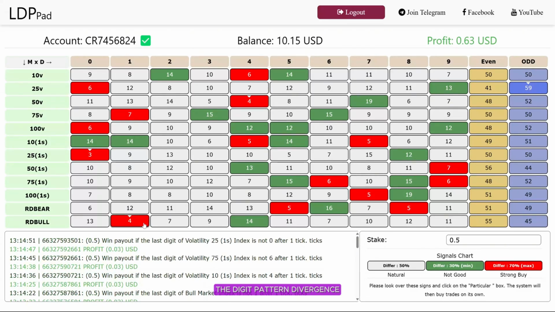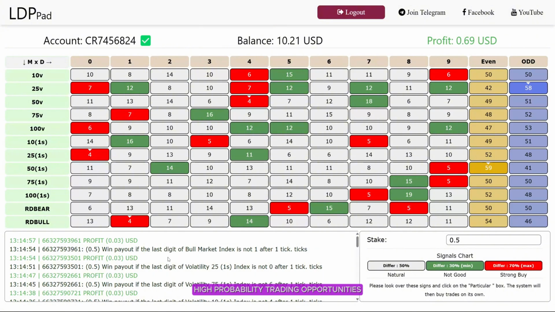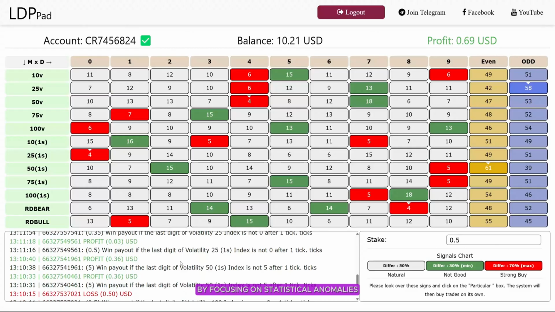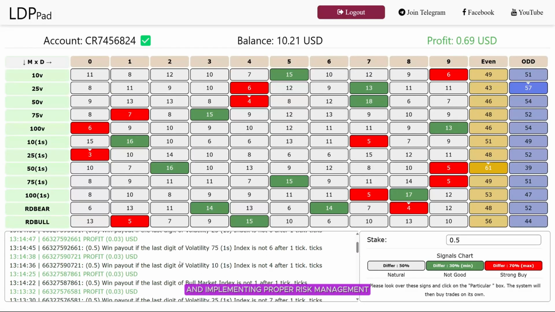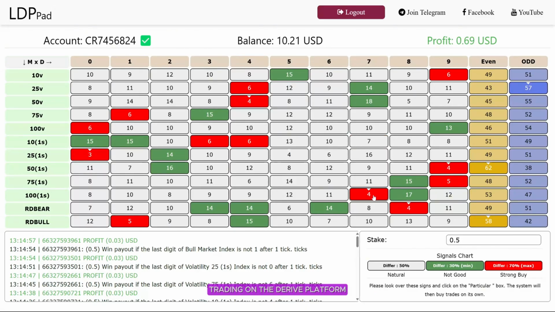The Digit Pattern Divergence Strategy gives you a structured approach to finding high-probability trading opportunities using the LDP Binary Digit Pad. By focusing on statistical anomalies and implementing proper risk management, you can potentially develop a consistent edge in digit trading on the Deriv platform.